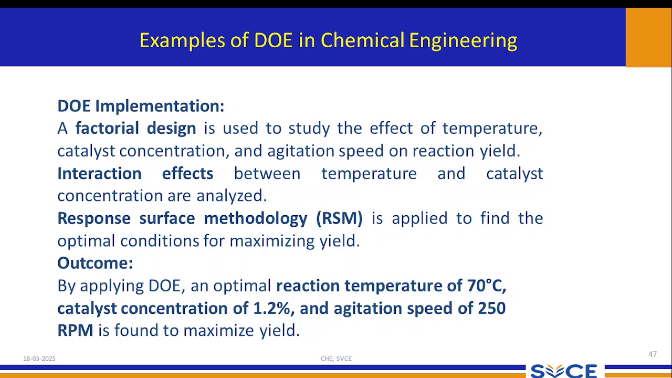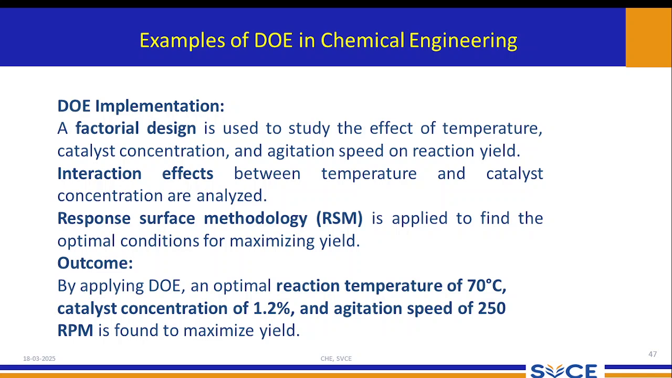By applying the design of experiments, an optimal reaction temperature of 70 degrees Celsius, catalyst concentration of 1.2% and agitation speed of 250 rpm is found to give the maximum yield. They have fixed the temperature range, let's say 70 to 100, with the middle value 85. So this is a three-level range, but the design of experiments will give you a different number of experiments. It may take the middle value and the maximum value, and it will tell you to run the experiment only for those. That is the number of experiments that need to be carried out for these independent variables.